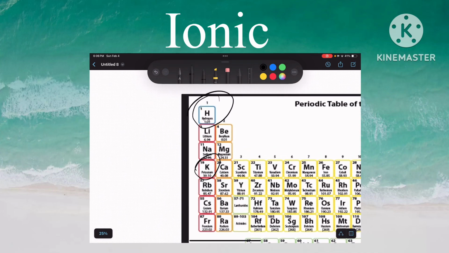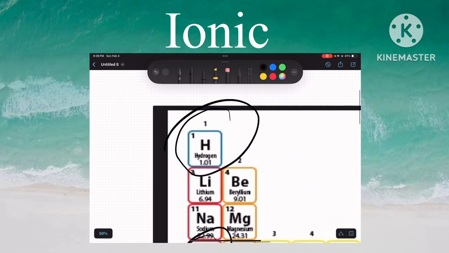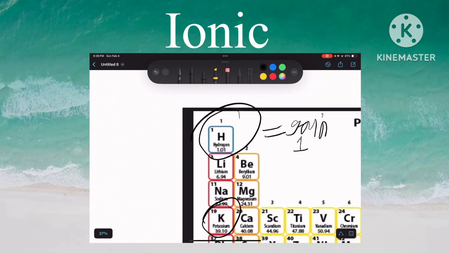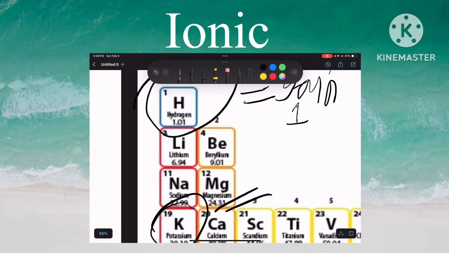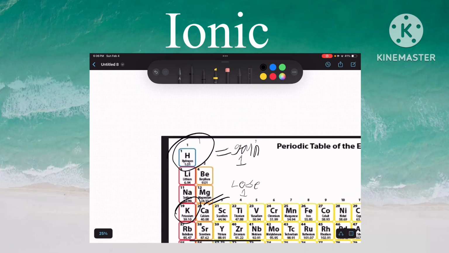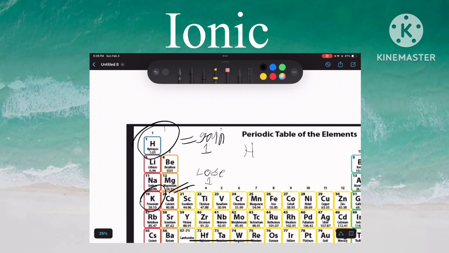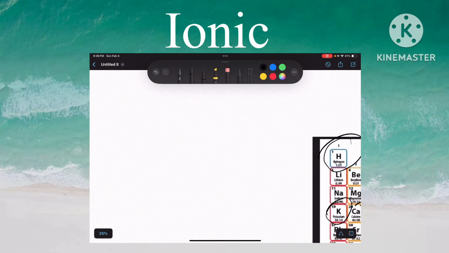Okay. All right, so hydrogen needs to gain one. And potassium needs to lose 1. So how would that look? So hydrogen 1, potassium 1, and just do the crisscross method, and you get K and H. All right, so how would you draw that? All right, let's go over it.